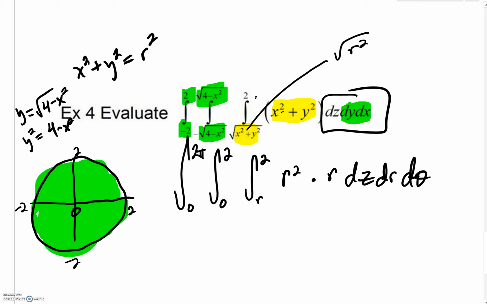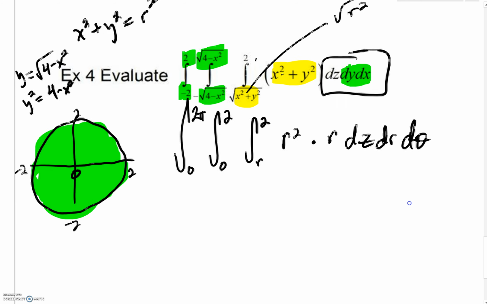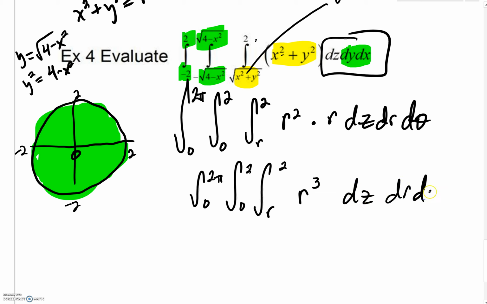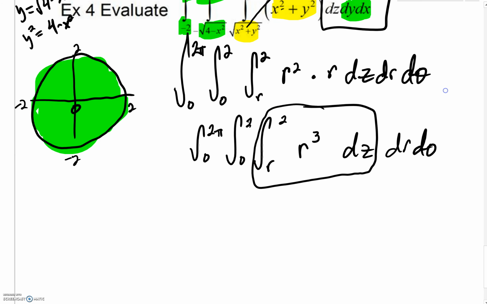And it's only going to take us a moment now then to clean this all up. And let's do that. So we'll have between 0 and 2 pi. Here's 0 and 2. Here's an r and a 2. This is r cubed. And now we'll just go step by step. We'll say, hey, let's take care of this thing right here. Antiderivative is going to be r cubed z, evaluating that between r and a 2.